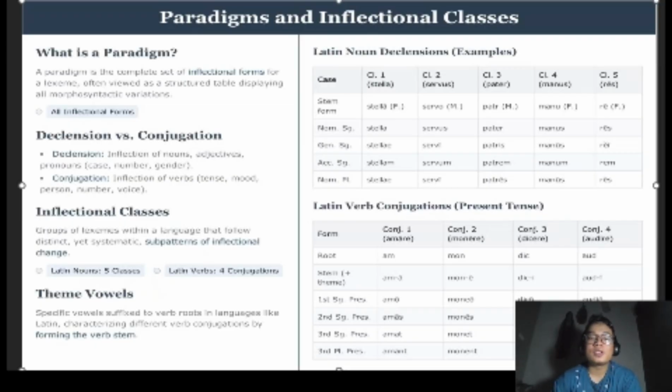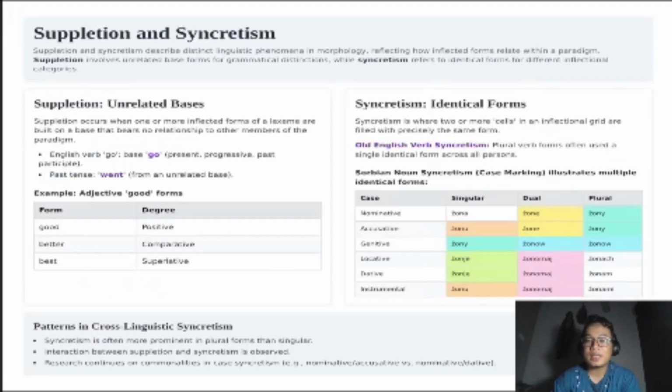And now let's move on to two important concepts, which are suppletion and syncretism. Suppletion happens when one form in the paradigm uses a completely unrelated base. The clearest English example is go versus went. There is zero morphological connection between go and went. Went is historically borrowed from another verb entirely.